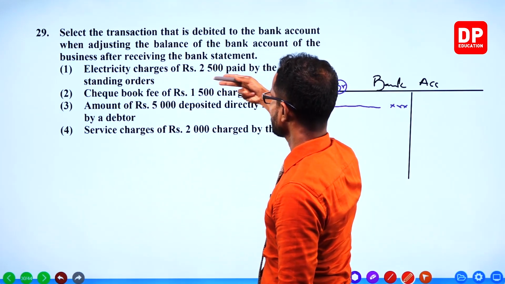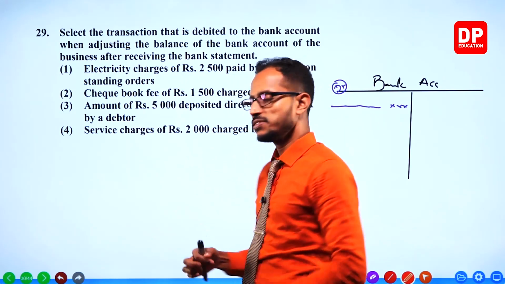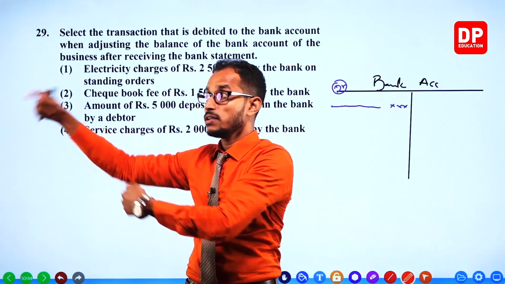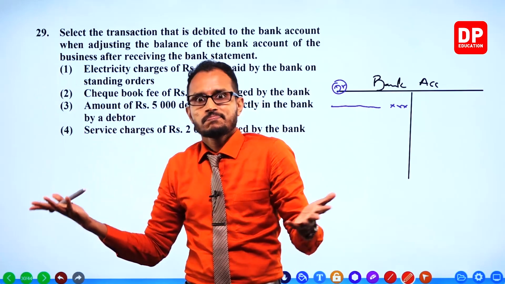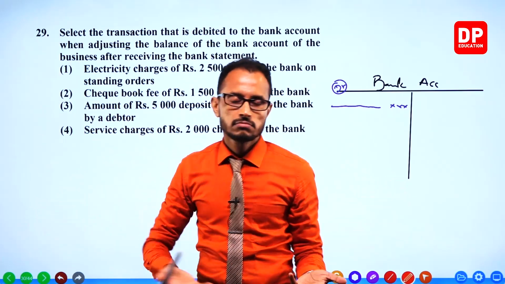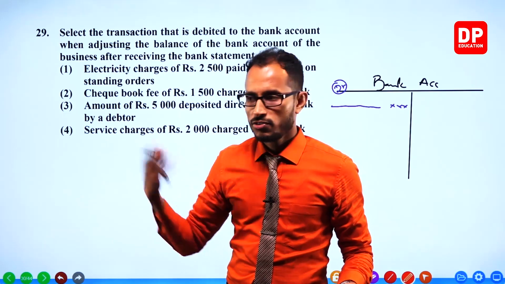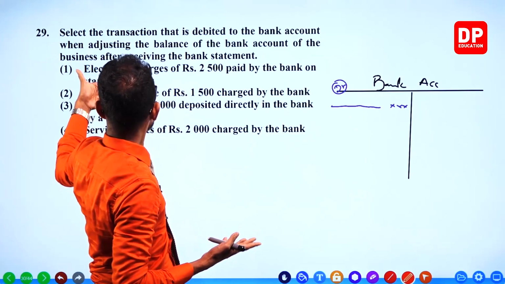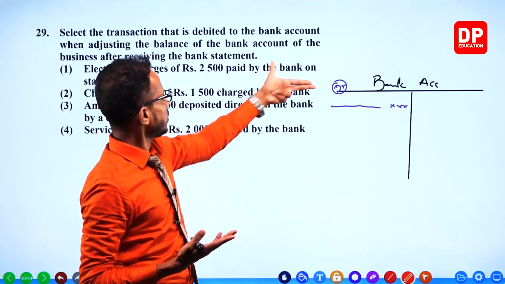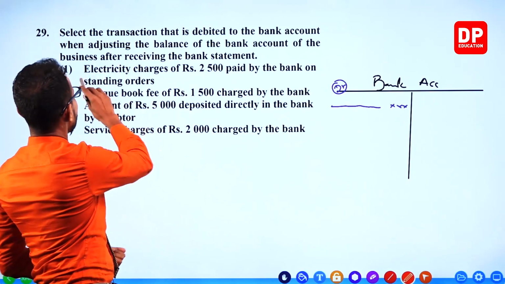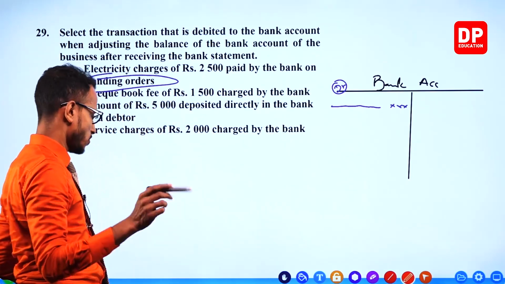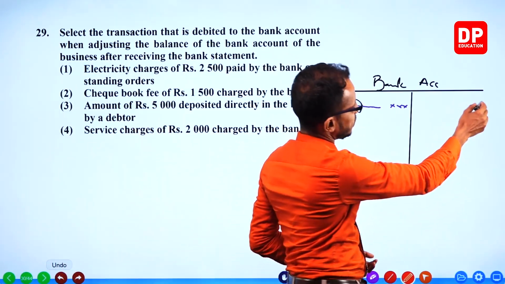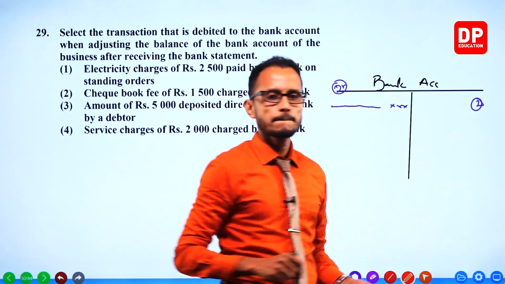Electricity charges of 2,500 paid by the bank on standing order. Who paid it? The bank paid it. We don't know that they paid the electricity bill of the business because it's a standing order. You have to know about standing orders, right? Then it's a payment, so it goes to the credit side. The first one goes to the credit side.